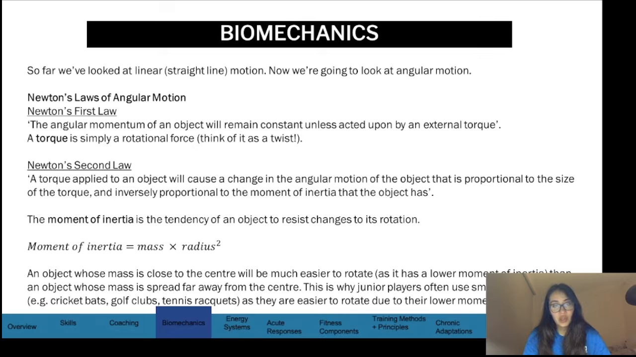Moment of inertia is the tendency of an object to resist changes to its rotation, and it's equal to mass times radius squared. I just think MOI equals Mr squared, which doesn't really make sense, but it helps me remember the formula. So moment of inertia is equal to mass times radius squared.